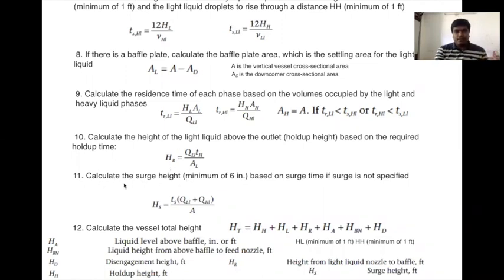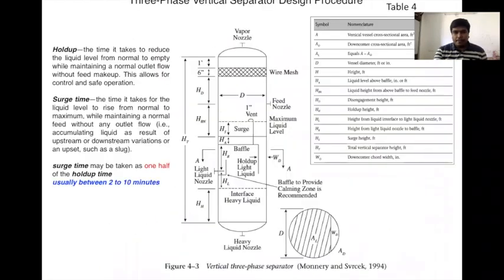Again, you have to find out the surge height. In point number 11, the surge height is found out by TS into QLI plus QHI divided by A. All these parameters we have calculated earlier. Finally, once you have all the heights, you just have to add up all the heights that we have calculated, HT, which is equal to HH, hold up height, and then all these terms we have defined earlier. You can see this table where all the heights are given.